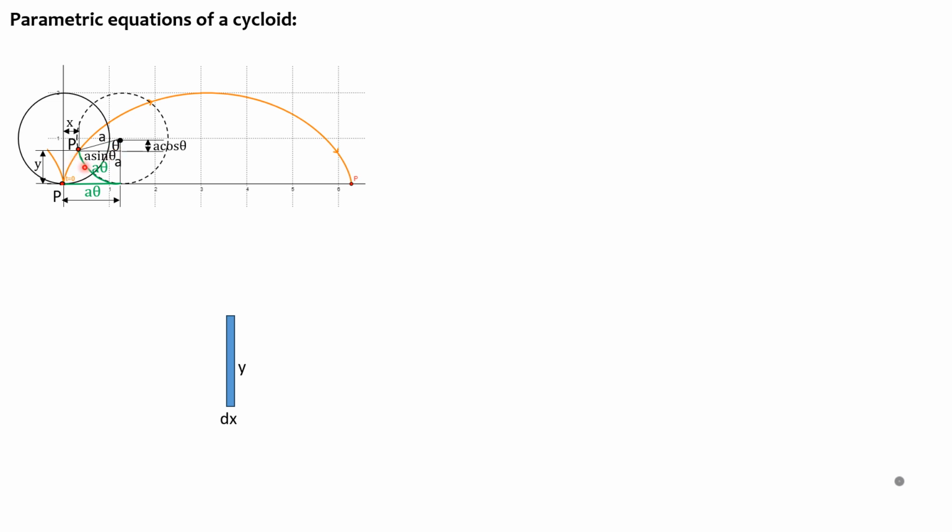So this length along the rolling circle is A theta, radius times central angle theta in radians. And that is also this length traveled horizontally by the rolling circle, A theta. So that x is equal to A theta minus A sine theta.